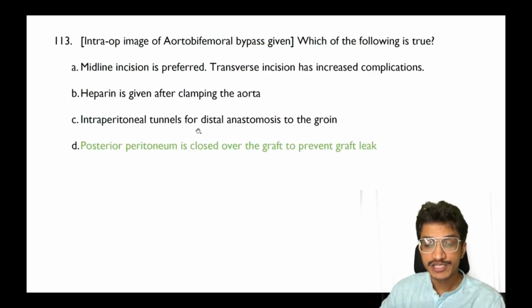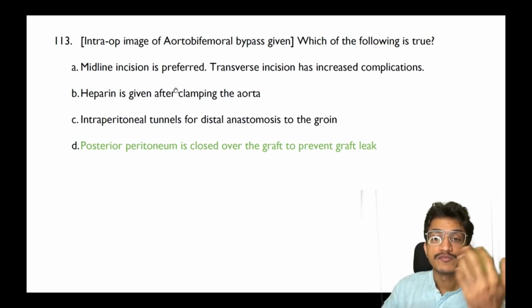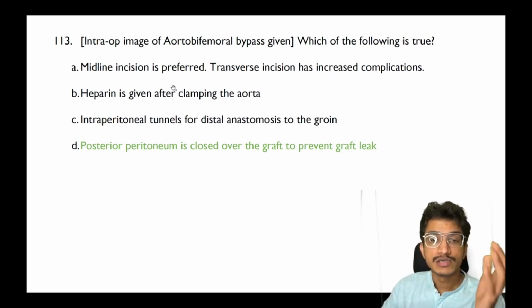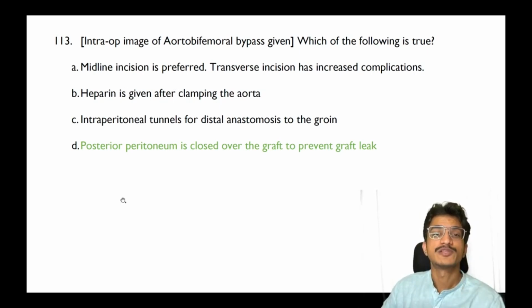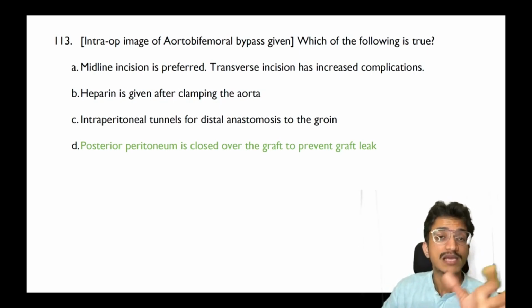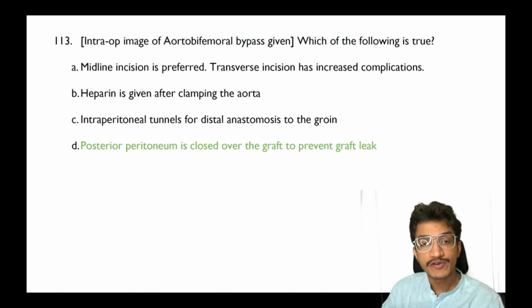Moving on to the next question, that is the aorto bifemoral bypass image that was shared by you guys, with the question of what is true. The correct answer here is that the posterior peritoneum is always closed over the graft to prevent any fistula formation.